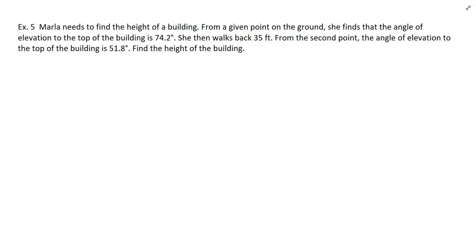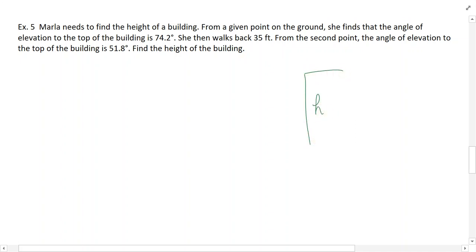So again, we don't have a picture that's drawn, so we're going to go ahead and draw the picture representing the description that was given to us. We know that we have some building here that has a height. That's ultimately what we want to find. From the second sentence, it says, from a given point on the ground, she finds that the angle of elevation is 74.2. Okay, so we have some point here on the ground.